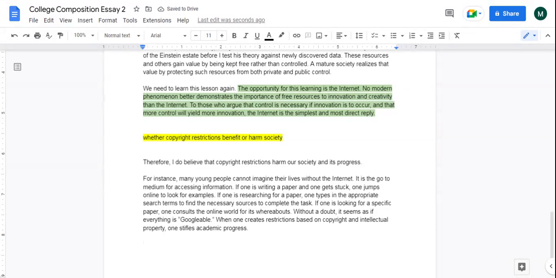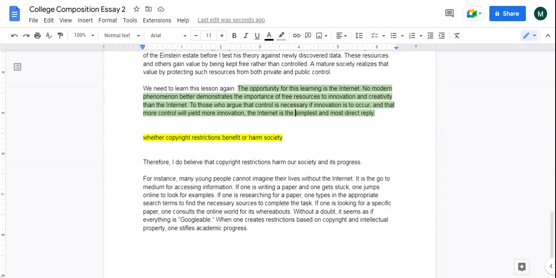Okay, now I have 19 minutes and 47 seconds remaining. Without a doubt, it seems as if everything is Googleable. When one creates restrictions based on copyright and intellectual property, one stifles academic progress. Okay, I could go ahead and borrow this, writers, and include this part. It's a pretty long section. Okay, I'm going to borrow just this part right here. So this part is great.